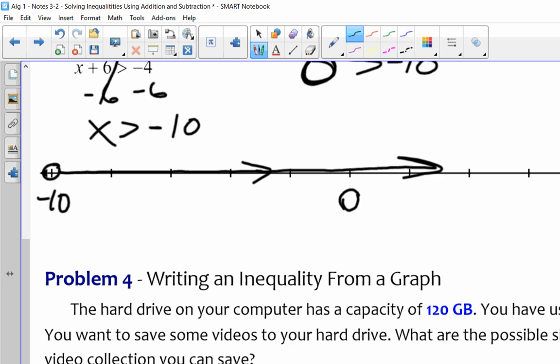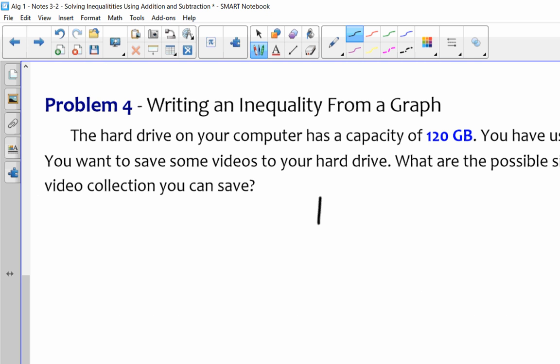Okay. On this one, you have a hard drive of a computer that has a capacity of 120 gigabytes. I've used 85 gigabytes. You want to save some more videos to your hard drive. What are the possible sizes of the video collection you can save? Okay. Well, first off, I'm just going to go ahead and subtract these. So when I subtract those, I believe I get 35.